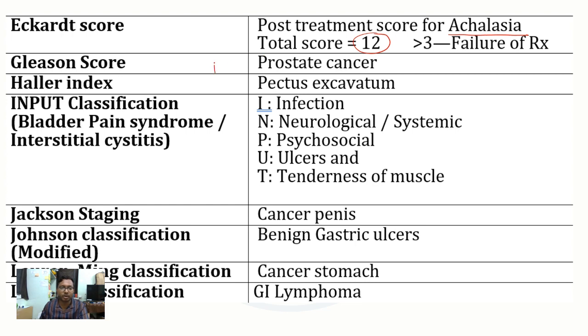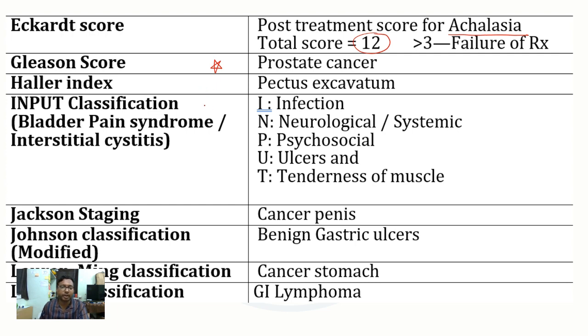Then second one is Gleason score. It is a very important one. This is for prostate cancer. We will see subsequently. Then next one is Haller index. It is for pectus excavatum. You know that there are two conditions, pectus excavatum and pectus carinatum. So Haller index is for pectus excavatum. It's a radiological assessment. How we will calculate and all we will see shortly.